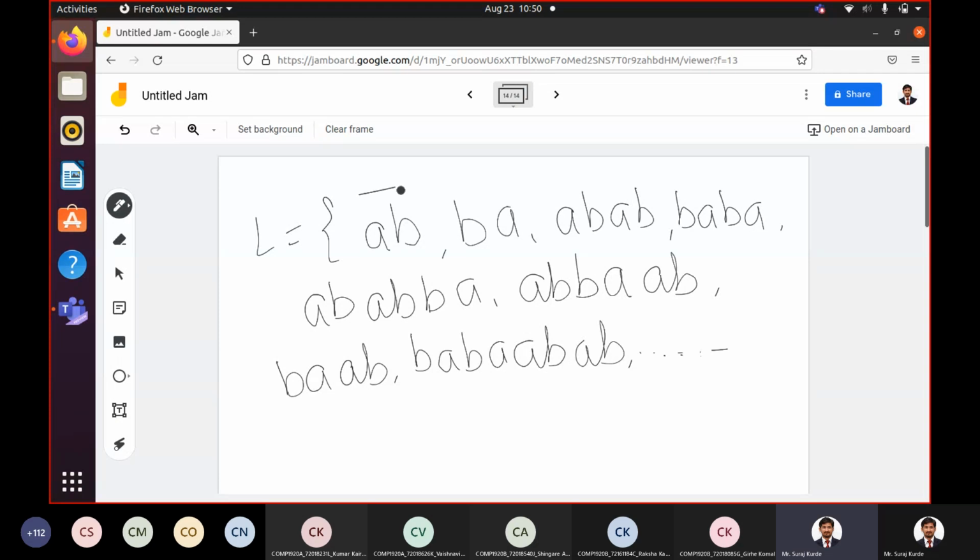What is the minimum string? AB or BA. Instead of a single alphabet, it is AB. Instead of a single B, it is BA. This is the pair AB. The second one is BA. Instead of A, I have AB. Instead of B, I have BA.